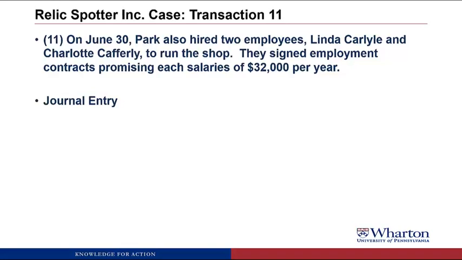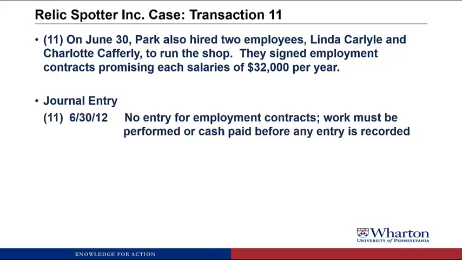So for the journal entry here, we actually have to stop and think about, is there a journal entry? Has there been any transaction, any exchange of cash, goods, and services? Do we actually owe Carlisle and Cafferly any money? They haven't worked for us yet. So just signing contracts, this is the kind of promise that we don't account for. And so there's going to be no journal entry for this kind of employment contract.